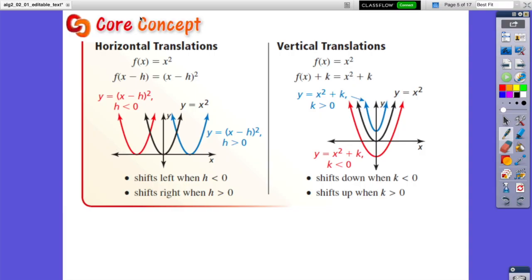A minute to talk about the core concepts, which I think you guys are already familiar with. So remember, horizontal translations, it's happening here on the inside. Those are the horizontal translations. And remember, it's always the opposite. I think of it as what number do you need to make this thing 0. Vertical translations are up and down, and that's on the outside. Okay, remember when it's positive it moves up, and when it's negative it goes down.